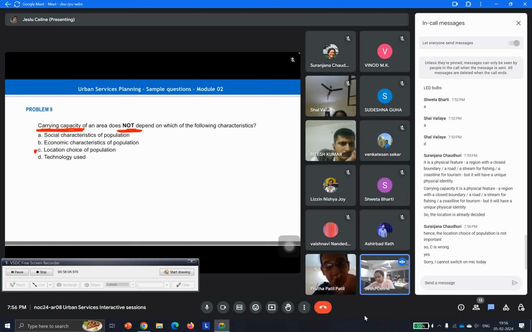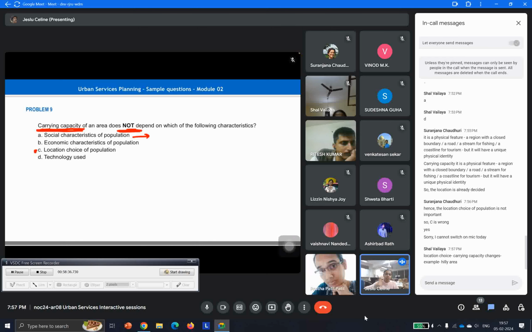Social characteristics of the population. The carrying capacity of a region depends upon the social characteristics. Why? Because based on the social characteristics, the lifestyle of the people would also be different. Based on that, the utilization of resources would be different, the facilities that need to be provided would be different, and the carrying capacity will also be different. So it depends. The carrying capacity of one region might be different from a different region of the same area, but with different socio characteristics.